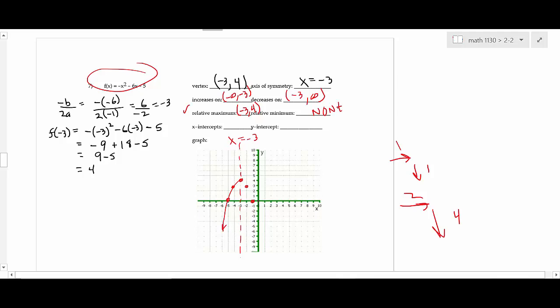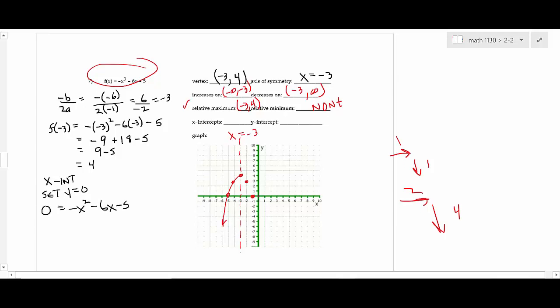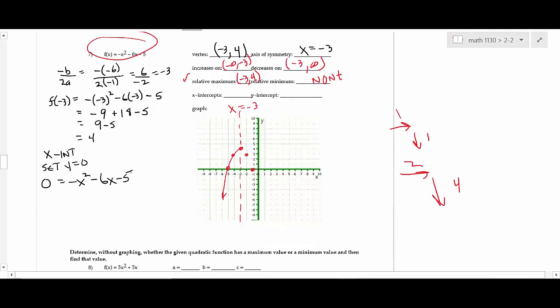Now, we already got our x-intercepts by counting, but I want to do one other thing on this. When we do the x-intercept, even though we already got them, we set y equal to 0. So we would have 0 equals negative x squared minus 6x minus 5, and you would want to solve that equation by factoring. The best thing to do in this case, to me, is divide everything by negative 1. You can multiply both sides of an equation by negative 1, and it makes the factoring easier.